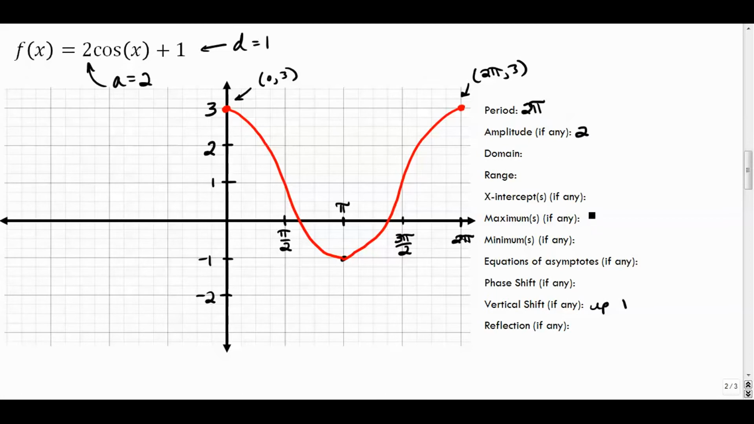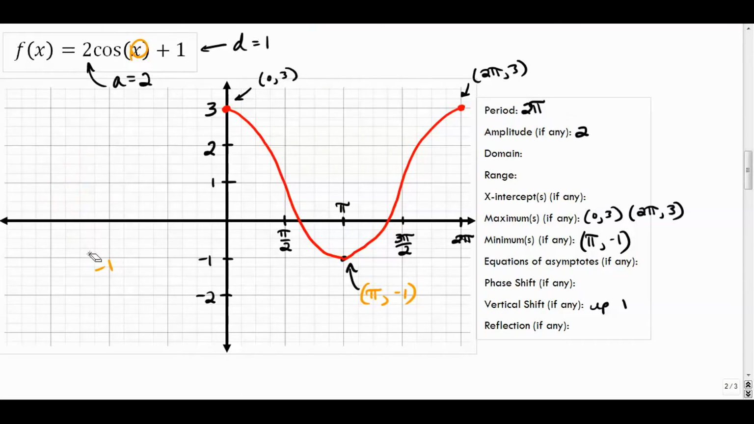So we'll put that here, (0, 3) and (2π, 3). The minimum value is down here at (π, -1). In other words, when we plug in π for x, we get 2 times cosine of π plus 1. Well, cosine of π is -1, so 2 times -1 plus 1. -2 plus 1 is -1. There it is. (π, -1).